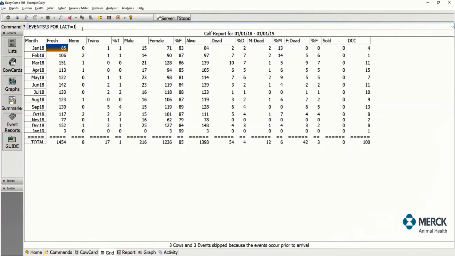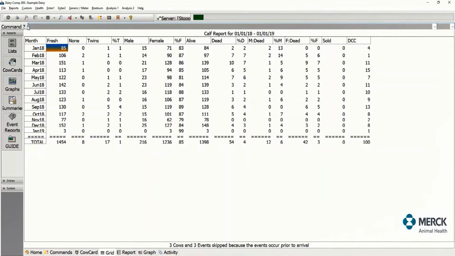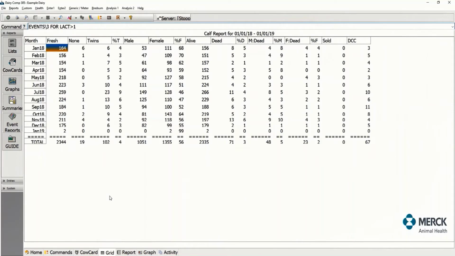And now if we want to look at mature cows, we change the command line here for lactation greater than 1. With this command, events \3 for lactation greater than 1, we're looking at stillbirth events for the mature cows in this herd, which is 3%. Fairly acceptable numbers. Another aspect that we can evaluate in this table is the percentage of twinning. So in this herd it is 4%.